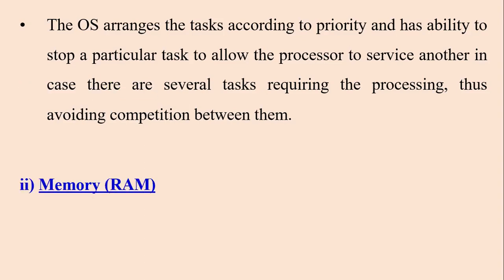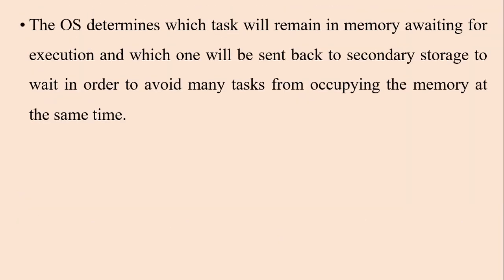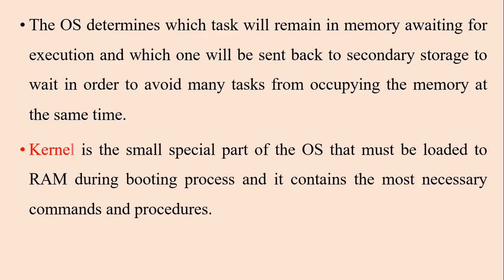The other resource that is controlled by the operating system is memory. The operating system keeps track of what parts of memory are in use and by whom, and what parts are free. The operating system determines which task will remain in memory awaiting execution and which one will be sent back to secondary storage to wait, in order to avoid many tasks occupying the memory at the same time. The kernel is the small special part of the operating system that must be loaded to RAM during the booting process, and it contains the most necessary commands and procedures.